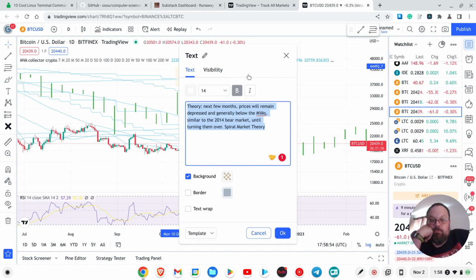I wish I put a date on it, but I'm not that smart yet. I think we're following the 2004 bear market. My theory is over the next few months, prices will remain depressed and generally low with the moving averages, similar to 2014, until then turning them over, and that's that entanglement I was telling you about. I'm starting to call it a spiral market. I don't know what I'm going to call it in the long run. Whatever it is, it's that moving average entanglement, and then you pop. Probably really pedestrian, nobody cares, whatever it is.